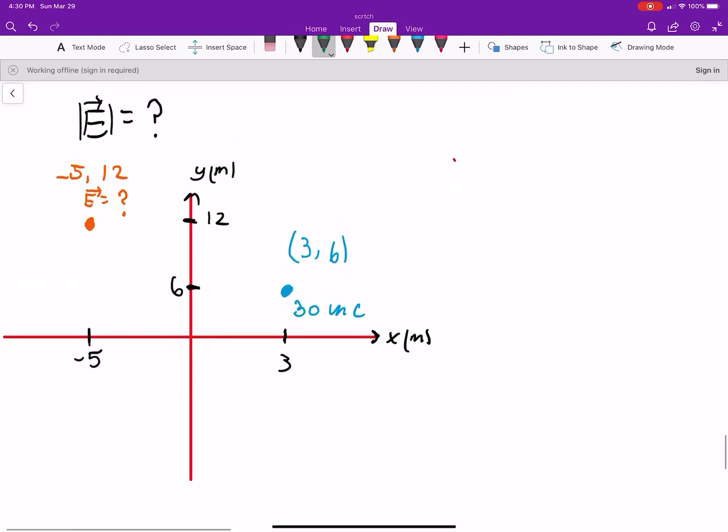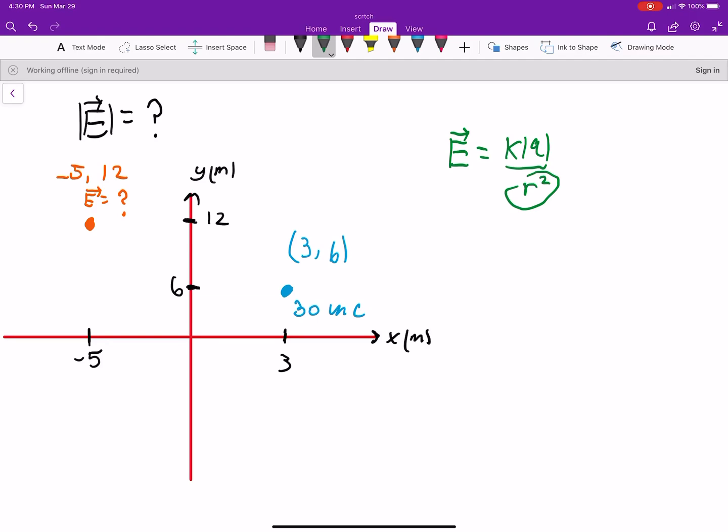Now, the equation we're going to use is that your E field is equal to K, the absolute value of your charge, divided by the distance squared. Well, we know Q, that's the 30 microcoulombs. K is just a constant. The real thing we want to find here is the distance R. So how do we find that distance?